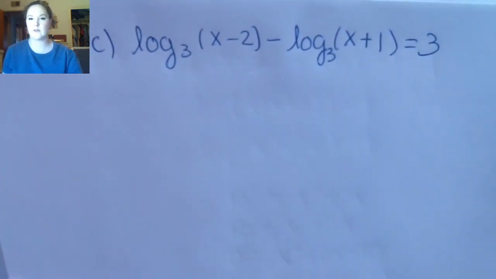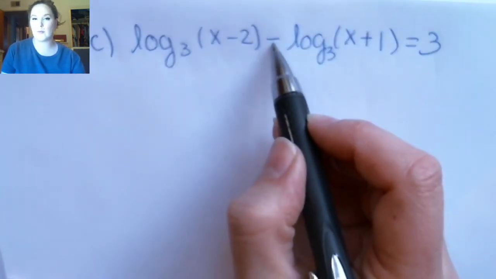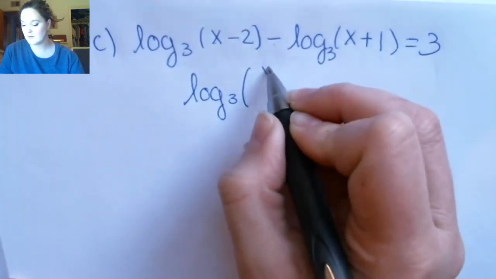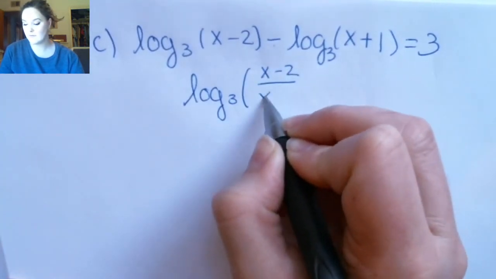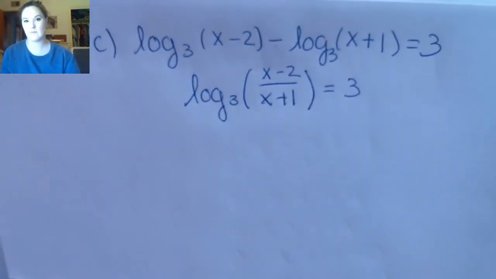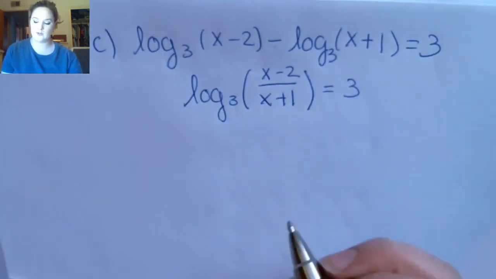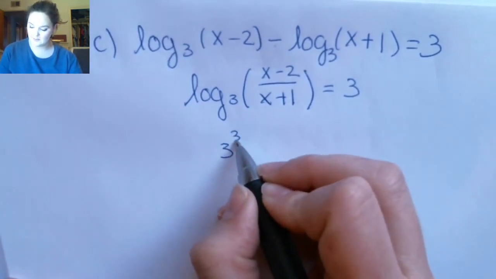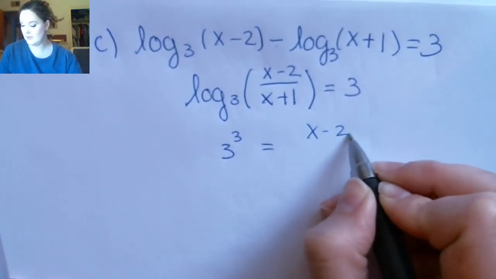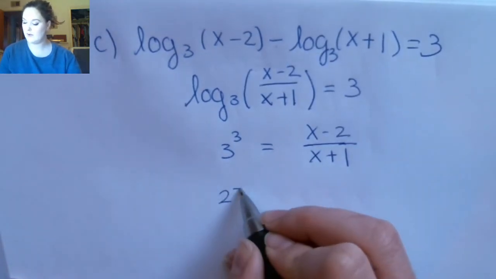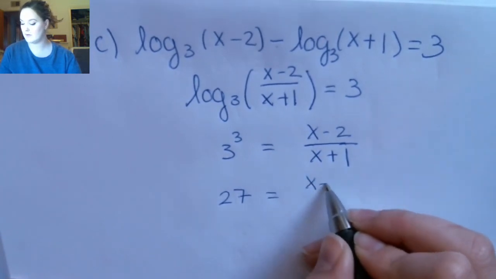So if we're going to solve this equation, we need to combine them. Now remember, when they're subtracted, that's the same as dividing the arguments. And now that we have a single log isolated, we're going to change to exponential form. So 3 the base, 3 the exponent equals x minus 2 over x plus 1. Okay, 3 cubed is 27.